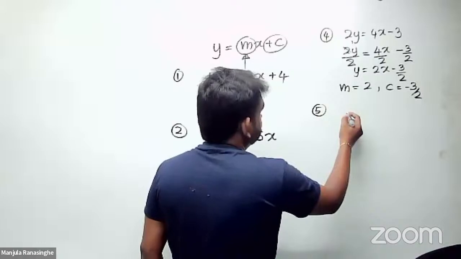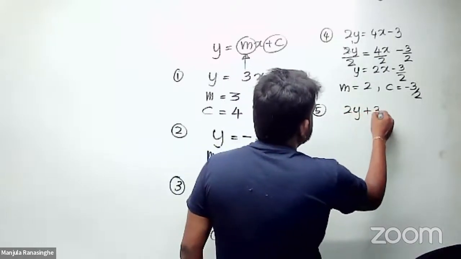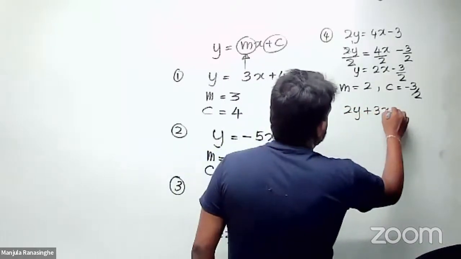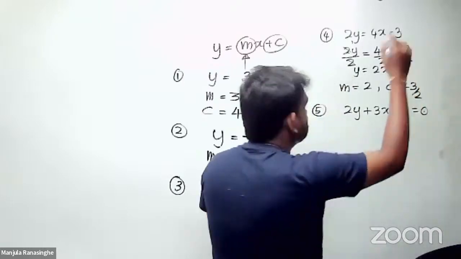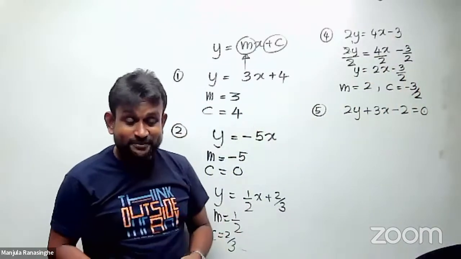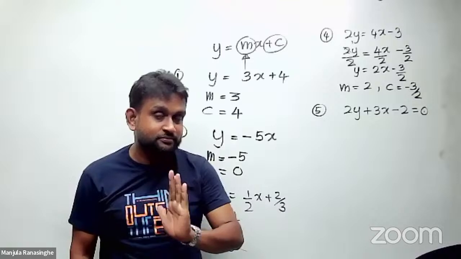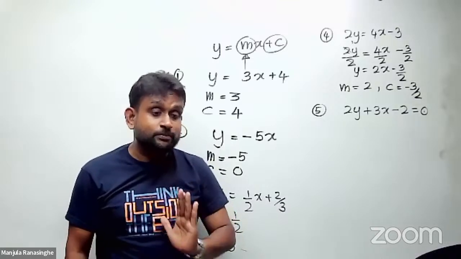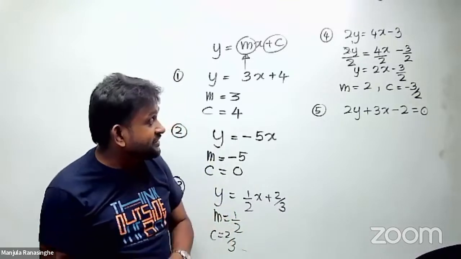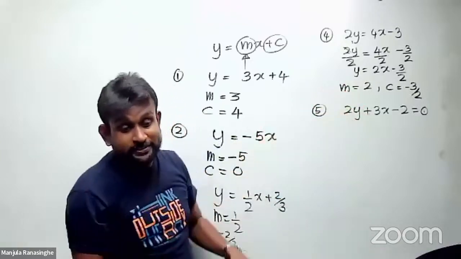Fifth one. 2y plus 3x minus 2 equals 0. The graph is given like this. But we have to make y the subject. What should we remember? Make y the subject. How do we make y the subject? Take all the other terms to the other side.